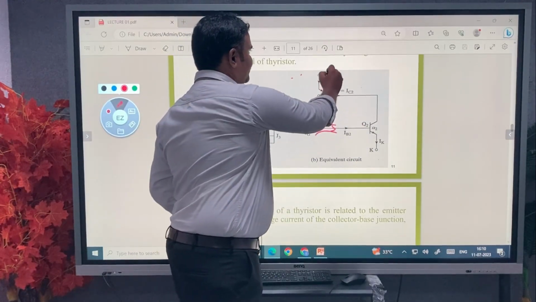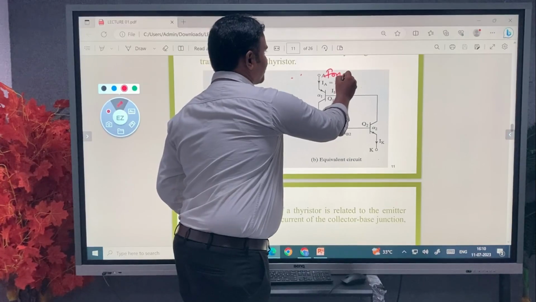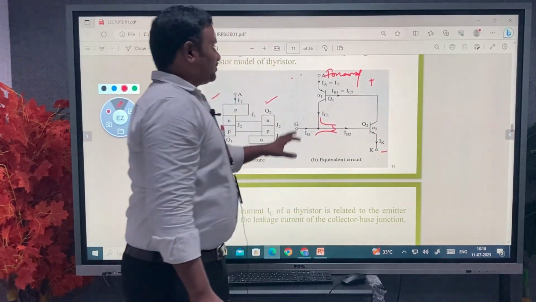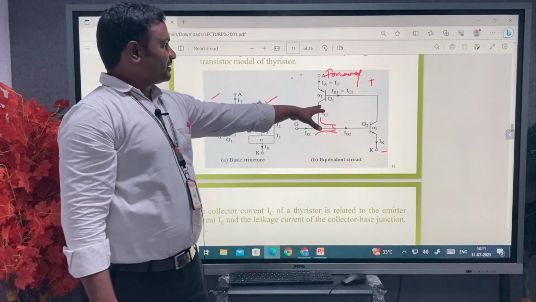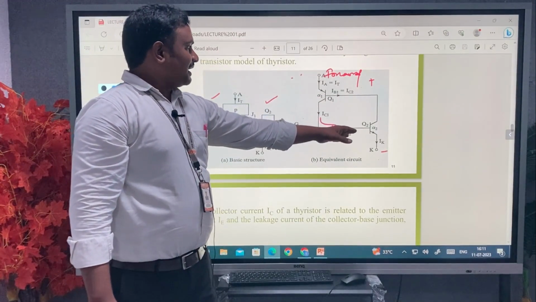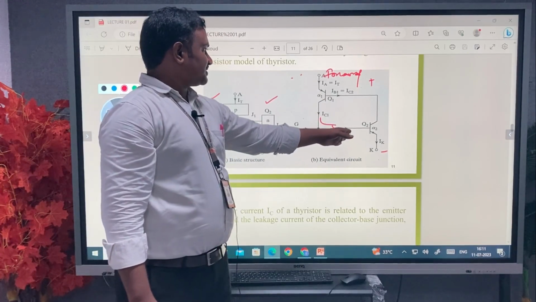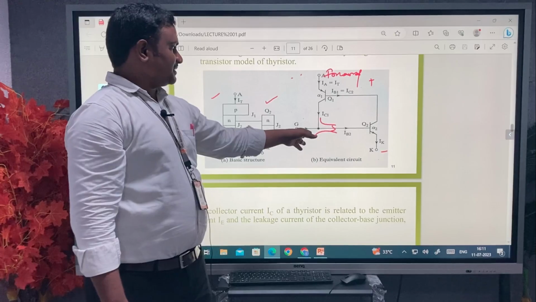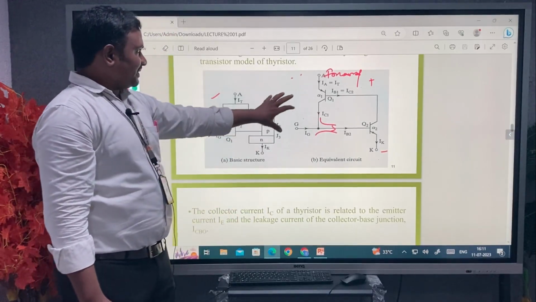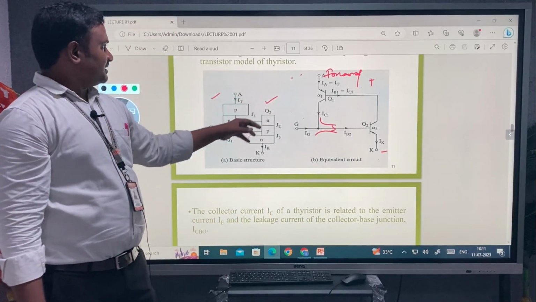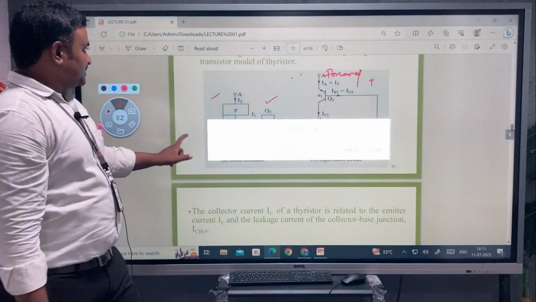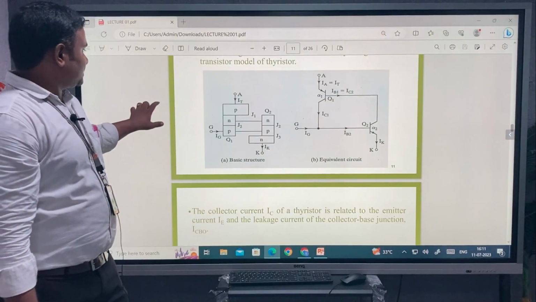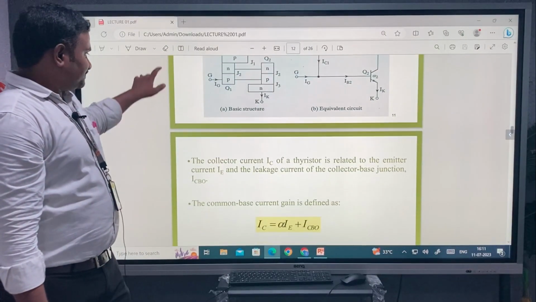So before that, the forward voltage is given to anode to cathode, therefore Q1 gets into the on state and the Q2 base is controlled by this IC1 and IG. So here, by making this also, we can turn on the thyristor. By making two transistors in a back to back connection, we can make the thyristor operate.